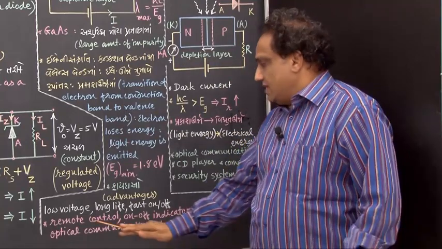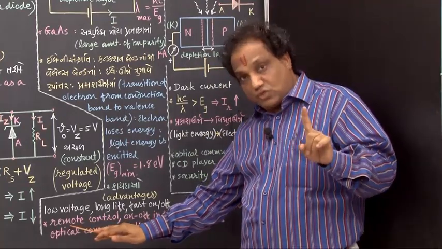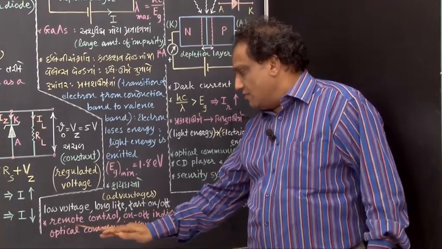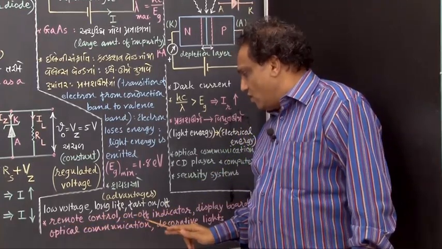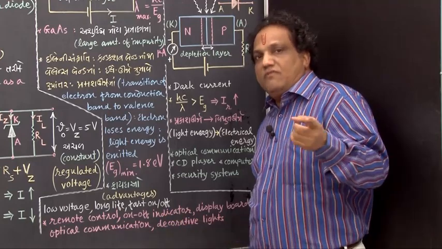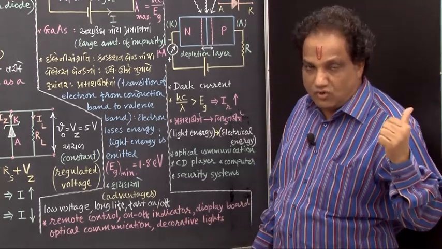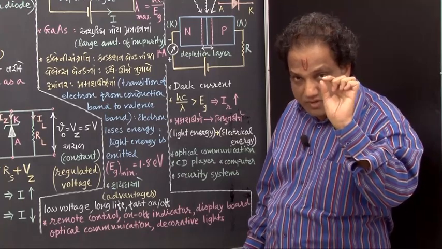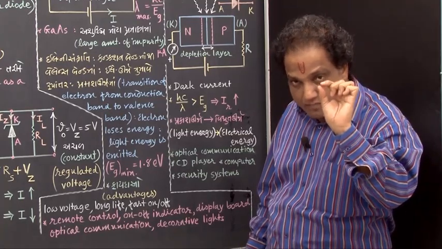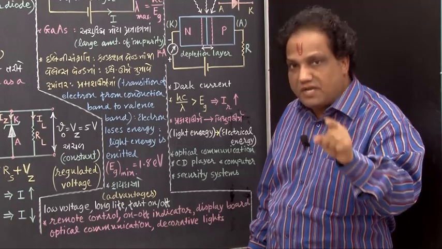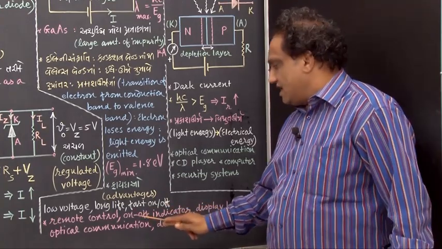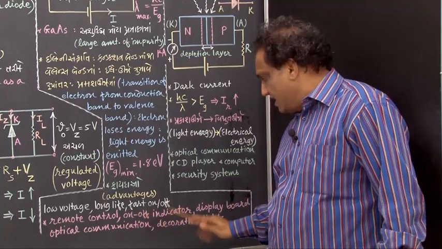Okay. Then where are LEDs used? Light emitting diodes are used in remote control, then in on-off indicator. Whenever our TV in the drawing room is in the standby mode, you must have observed a very small red colored lamp kept on. It is nothing but a light emitting diode. So it is used as an on and off indicator.